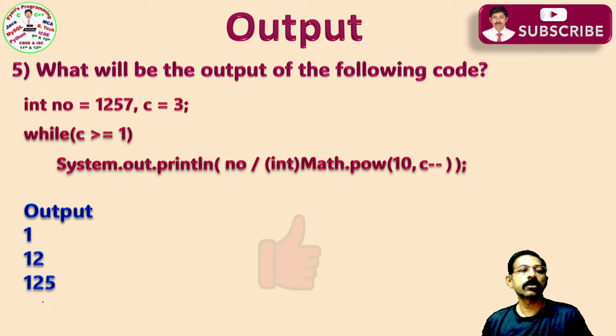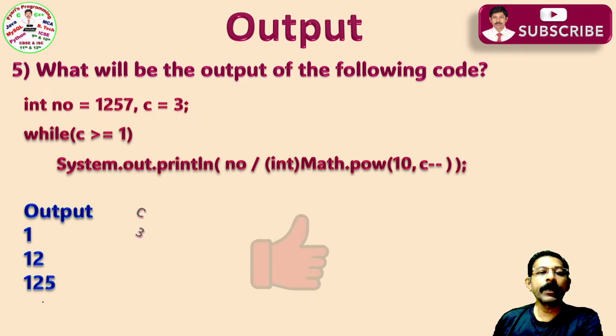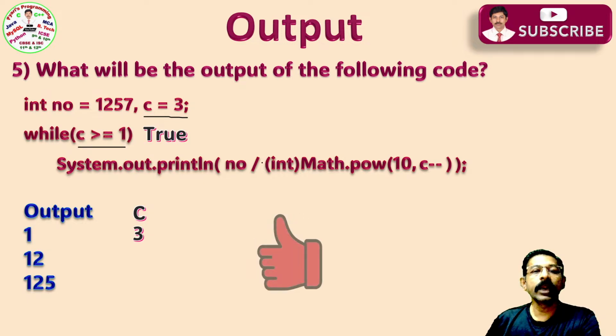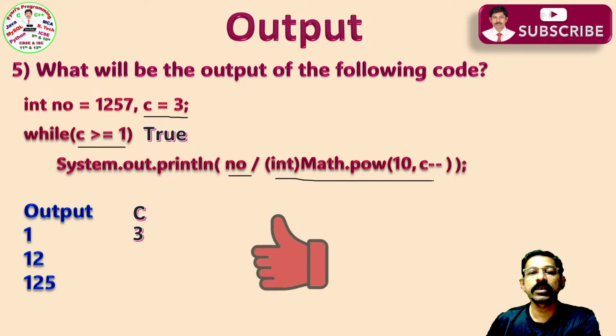Okay, look at over here how it is happening. C initial value was 3. Look at over here, C initial value was 3. 3 is greater than equals to 1. Condition true. It will get into the body. In this expression, it will execute this one first. So that's why math dot power 10 to the power minus C.